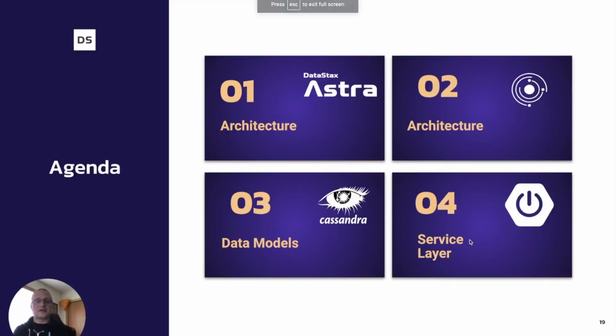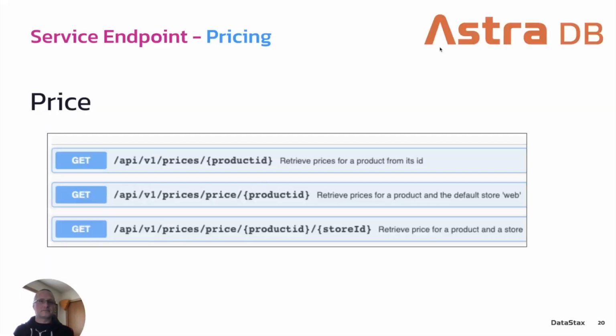Let's move on to talking about the service layer. So the first service endpoint that we have is the price service. Now the price service has 3 RESTful endpoints. First of all, it has an endpoint that allows you to retrieve multiple prices for a single product ID. That's what this first one is. Essentially, you're querying that price table, but not specifying a store, so you're getting back all of the prices.